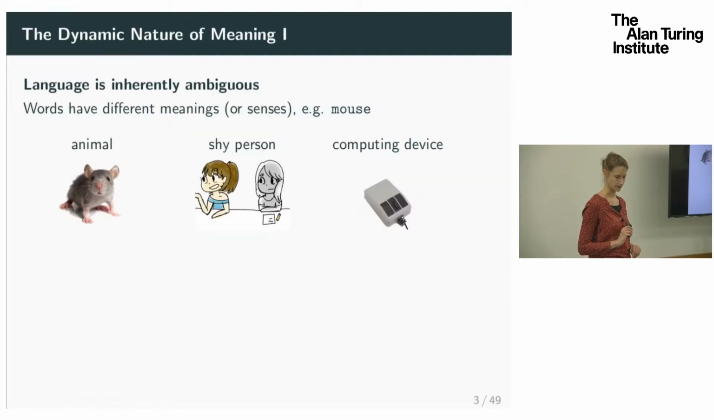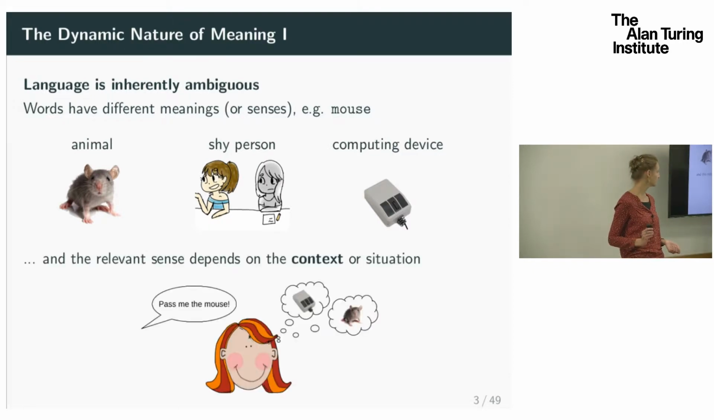Okay, let's start with the dynamic meaning change. Natural language is inherently ambiguous. Words can have different meanings, sentences can have different meanings. And one famous example is the word mouse, which might refer to the animal, it might refer to a shy person, or it might refer to a computing device. And typically, the context in which these words are uttered disambiguates the meaning of a particular word or sentence. So if you're in the office with your colleagues and someone says, "Pass me the mouse," you can probably infer that that person is referring to the computational device.